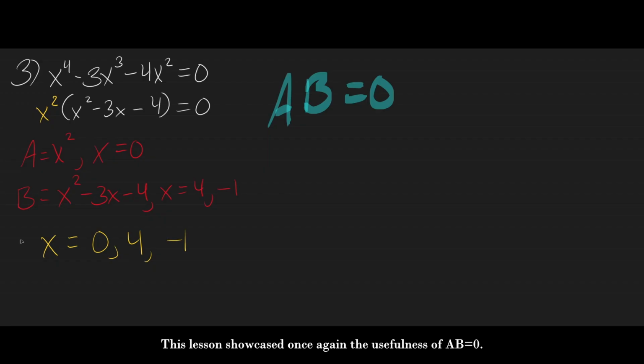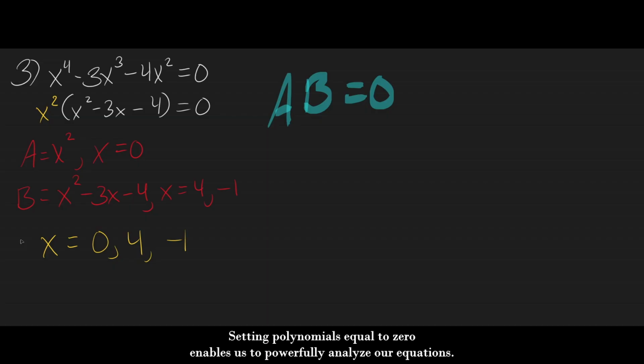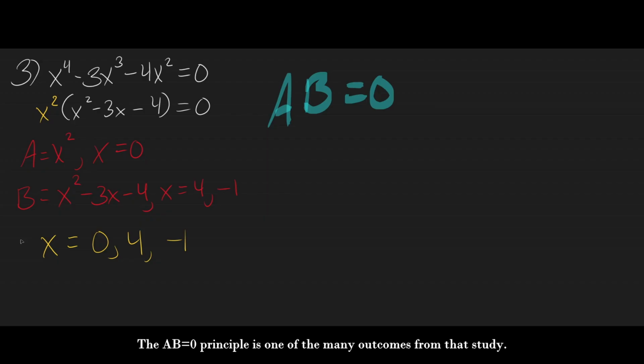This lesson showcased once again the usefulness of AB equals 0. As mentioned earlier in our lesson, this is a subject that we'll be studying deeply in a later unit, sometimes called the zeros of algebra. Setting polynomials equal to 0 enables us to powerfully analyze our equations. The AB equals 0 principle is one of the many outcomes from that study. In the next lesson, we look at how we can solve rational equations.